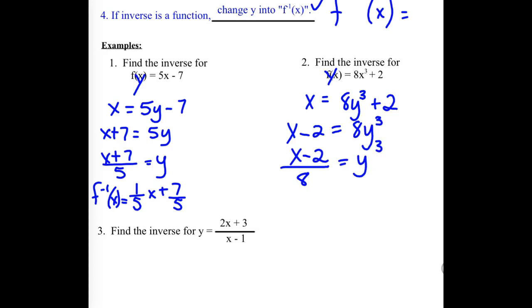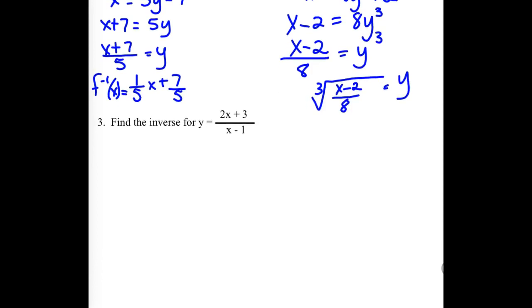Yeah, now we have to take the cube root. If we were taking an even root, I would have to put the little plus minus sign in front. But when we take an odd root, we don't need that. We've got x minus 2 divided by 8 being cube rooted. We could actually simplify that just a little bit more because we know the cube root of 8 is 2. So I could just have the cube root on the top part and have just a plain 2 on the bottom. Okay, that would be a little more simplified.